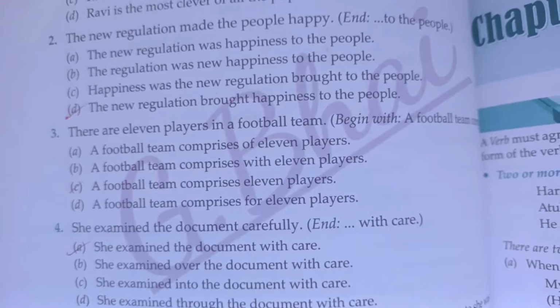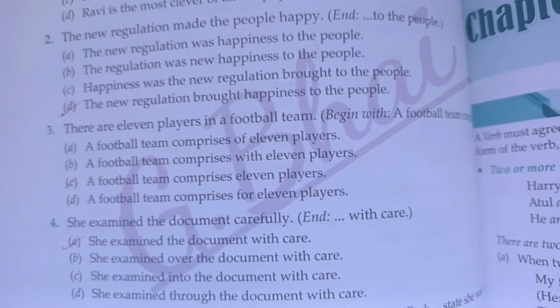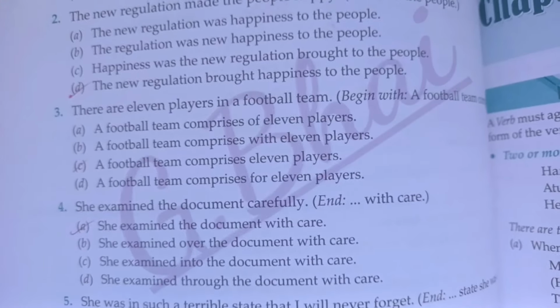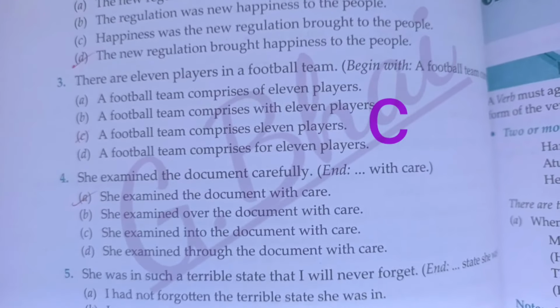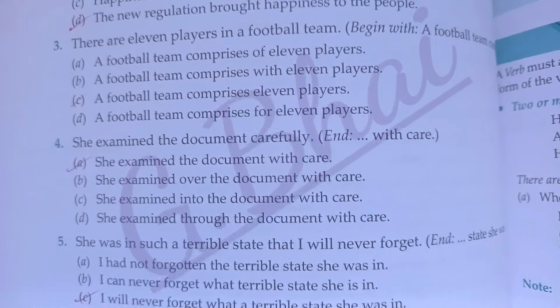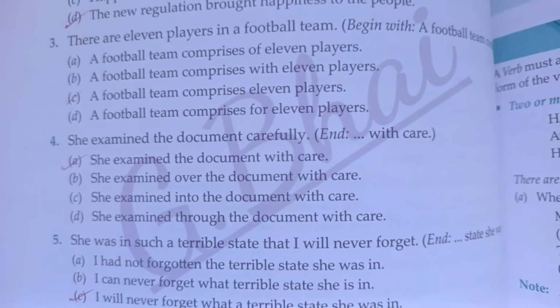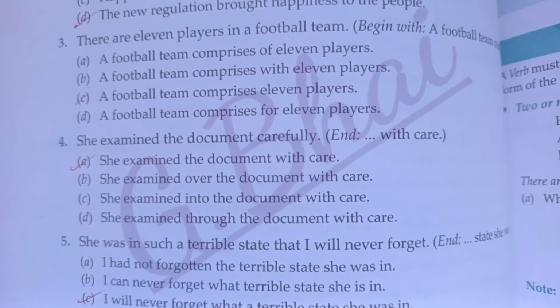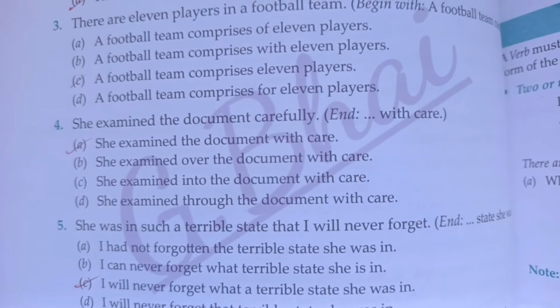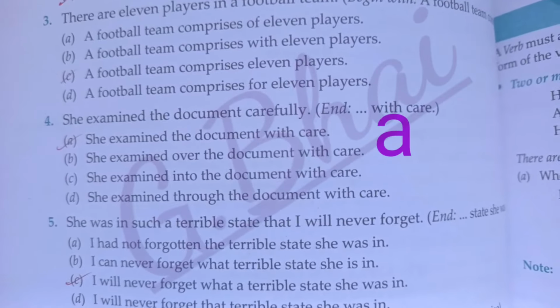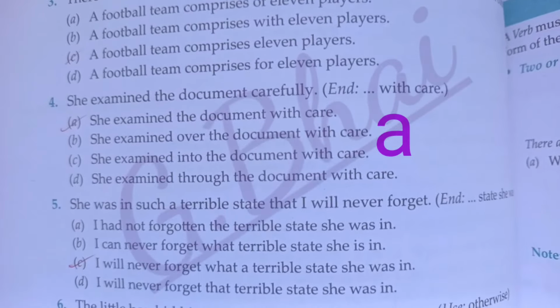Number 3, there are 11 players in a football team. So the option will be, a football team comprises 11 players. Number 4, she examined the document carefully. So here you have to end the sentence with care. So the correct option will be A. She examined the document with care.